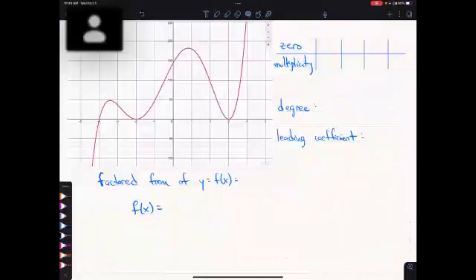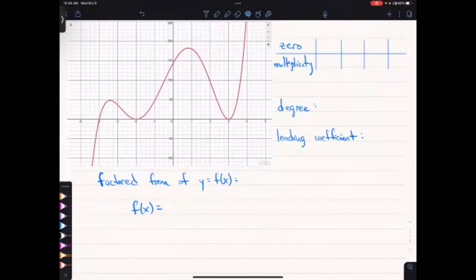All right, hi everybody. So I did want to just do another quick walkthrough example for looking at the graph of a polynomial and getting all the information we can from it, and how we put all that together. So here's a graph of a thing, y equals f of x.